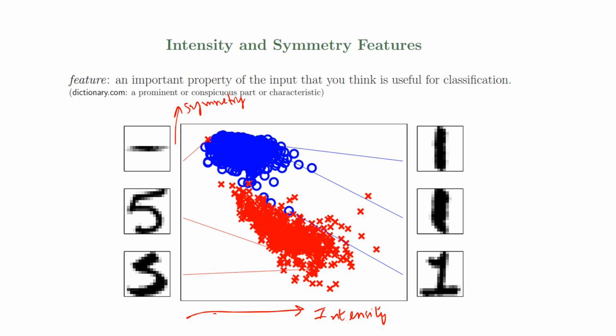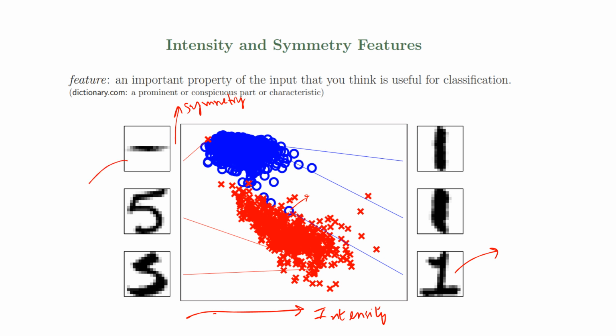Some of the points that we wanted to notice are, for example, look at this blue point here. This is a 1, obviously, but it lies in that other heap of 5s. And obviously you can tell because this doesn't look as symmetric, and it does have a higher intensity as compared to other ones, right?